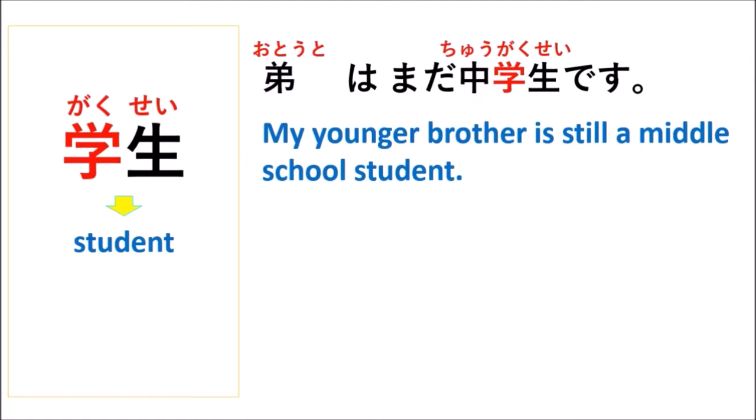学生 means student. Here we have an example like this: 弟はまだ中学生です。It means my younger brother is still a middle school student.